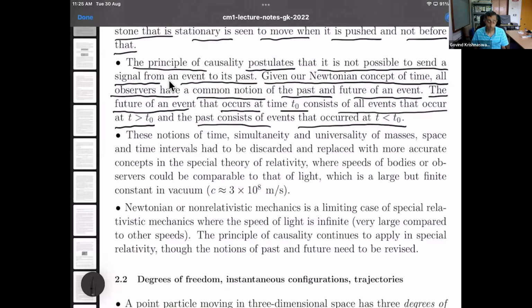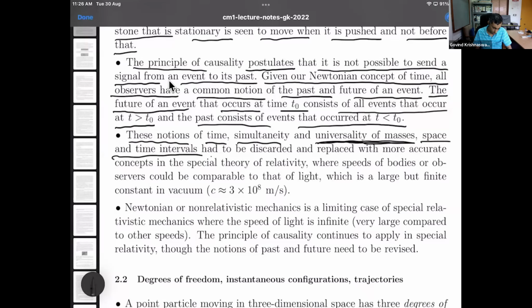Okay, now proceeding. And this is where our very brief caveat or disclaimer is coming up. These notions of time, simultaneity, and the universality of masses. When I say universality, I mean the idea that if I measure and find that this bottle weighs 40 grams, you agree with me that it also weighs 40 grams. That is what I mean by universality of masses of objects, and the universality of space and time intervals.